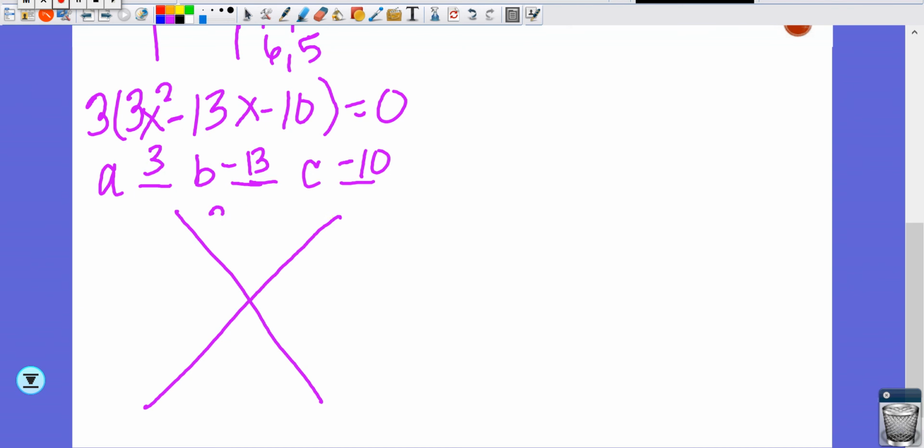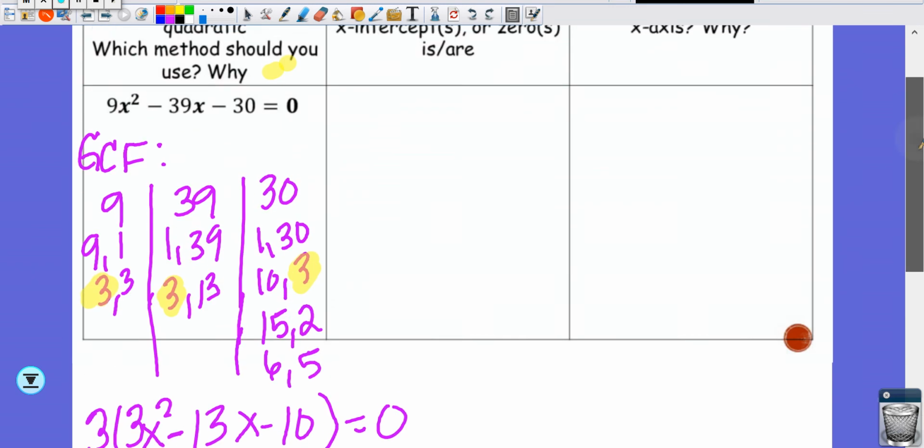Okay, 3 times negative 10 is negative 30. The B goes right up under here. And then on the sides, you need the factors. So you need, what are the factors of negative 30 that will sum to give me negative 13? So those I know off the top of my head. I know one of them has to be a negative number. Hold on, let me make sure I did that right.